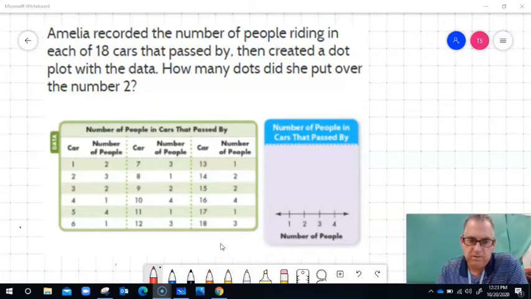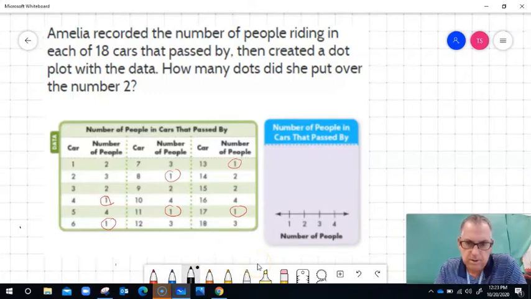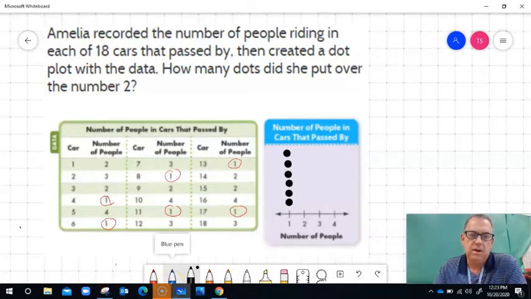Okay, let's go and check and see if you got it right. So I see one car that had 1. That's 2. There's 3, 4, 5, and 6. So yes, you should put 6 dots over the 1. We're going to do that now. That's 1, 2, 3, 4, 5, and 6. Okay, now how many dots should we put over the 2?